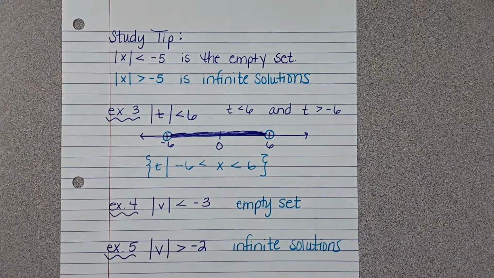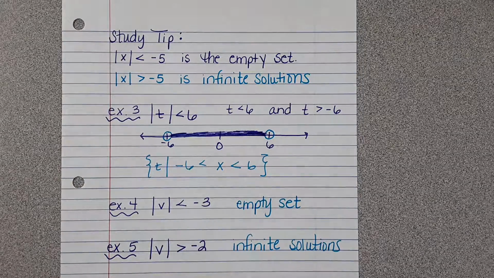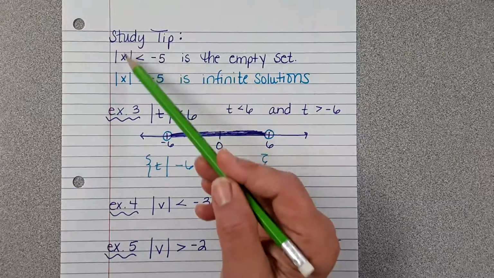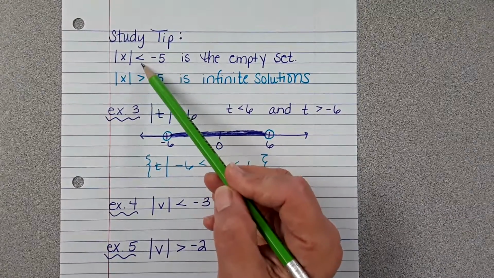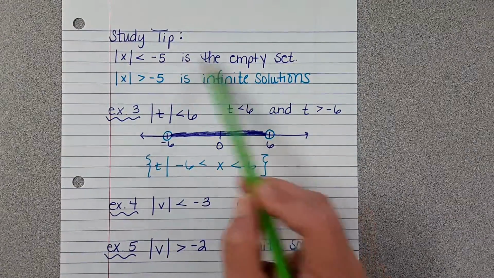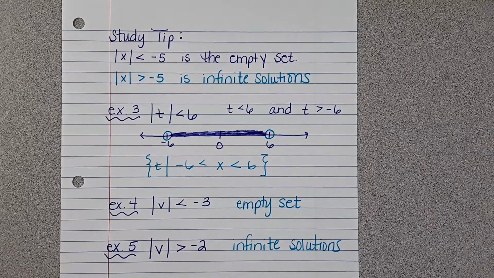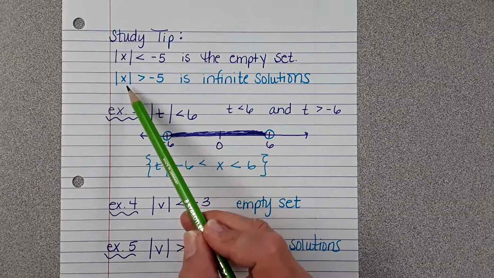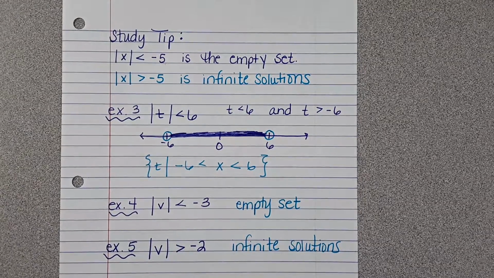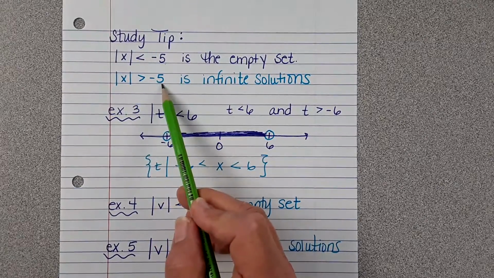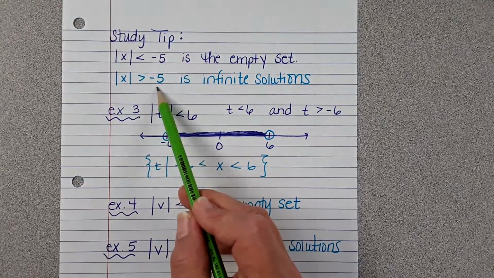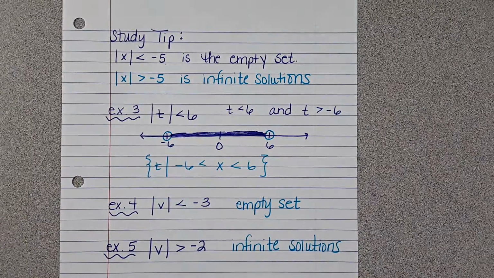So what that means is there's no solution to a problem that looks like this. The absolute value of x is less than -5. It means that there is an empty set. There's no solution. If you have the absolute value of a variable, it doesn't have to be x, but of a number, and it's greater than a negative number, in this case -5, but it's greater than any negative number, then you have an infinite number of solutions.